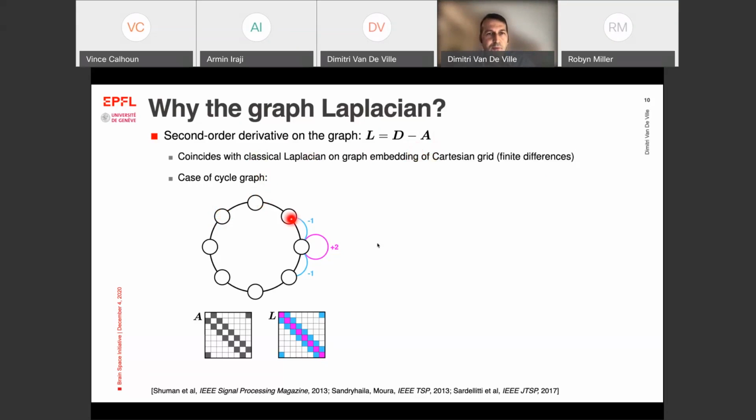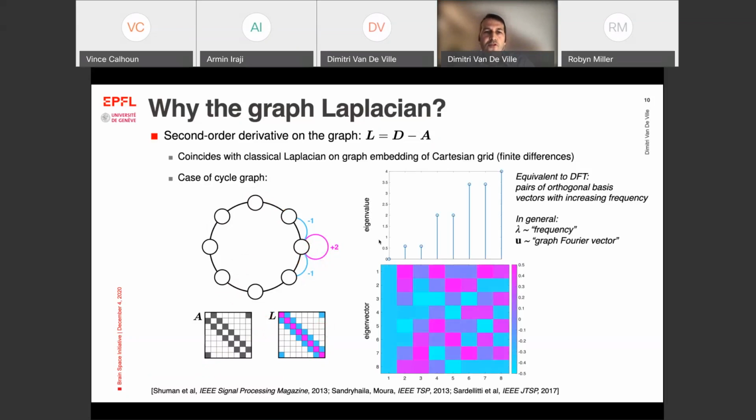So let's say we have here eight samples which are connected in a cycle graph. So this would be the adjacency matrix, and here we have the Laplacian matrix of this simple graph, which of course connects with +1 the node with itself and -1 with its neighbors. And if you compute the eigendecomposition of this Laplacian, what you get is actually exactly equivalent to the discrete Fourier transform. You get pairs of orthogonal basis vectors with increasing frequency.